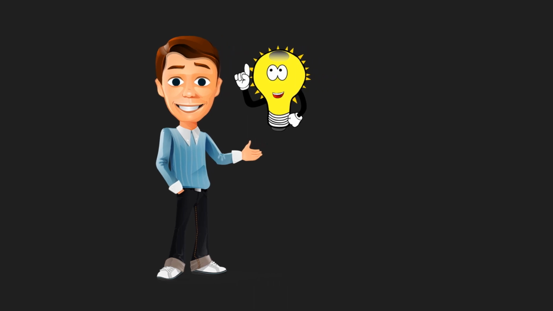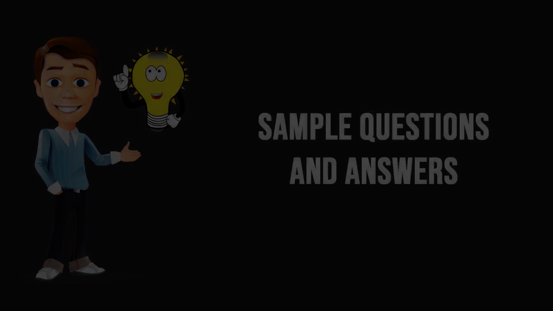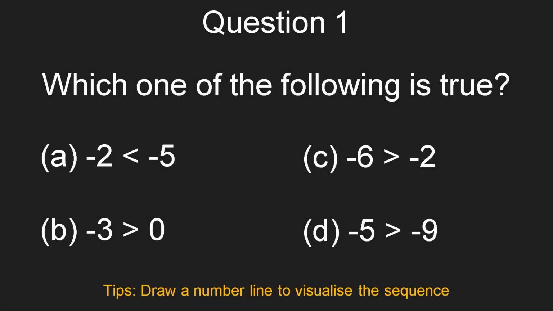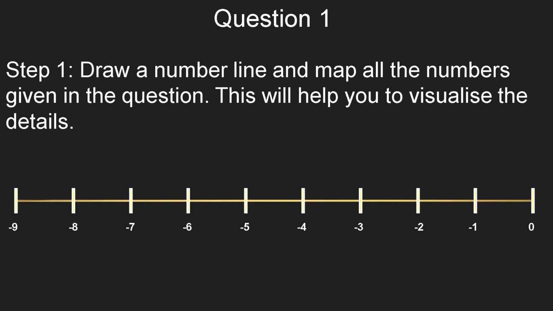Next, we'll go through a few sample questions and answers related to this chapter. Let us look at question number 1. It reads, which one of the following is true? We have 4 options and we must choose the correct one. Step 1. We must draw a number line as illustrated below and map all the numbers given in the question to this number line. This will help us to visualize the details. Let me show how to do it.